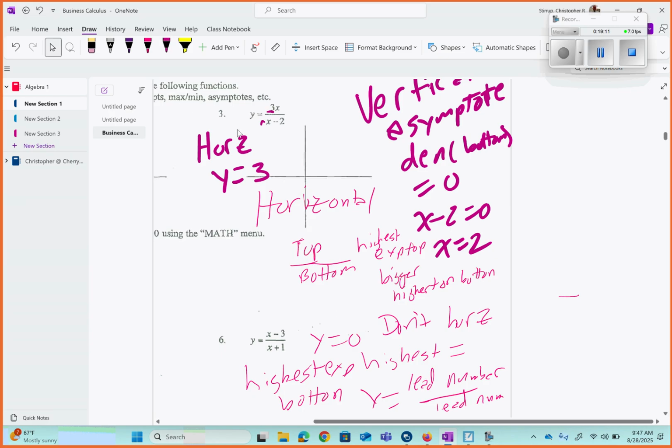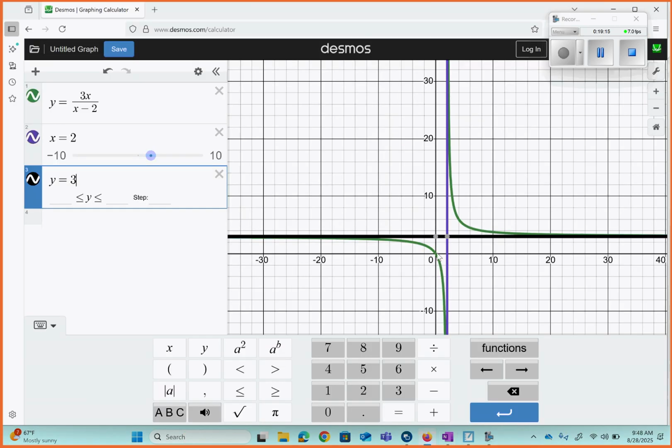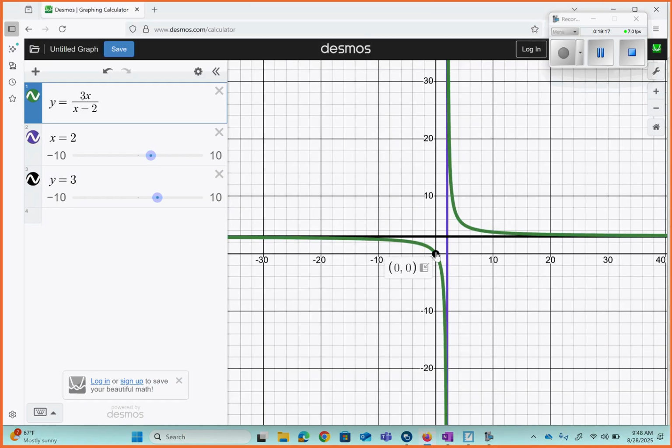I guess you could also, on Desmos, have done this. You could have said, well, where does it cross the y-axis? Well, it crosses the y-axis right there at 0. At 0, 0 is where it crosses. Okay, that can shift up and down. It doesn't always have to be there. So that's what's taking place.